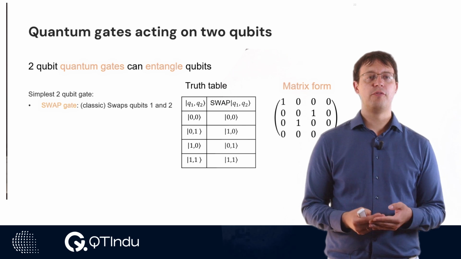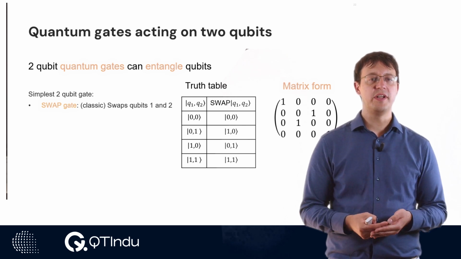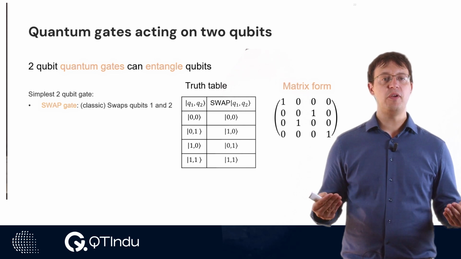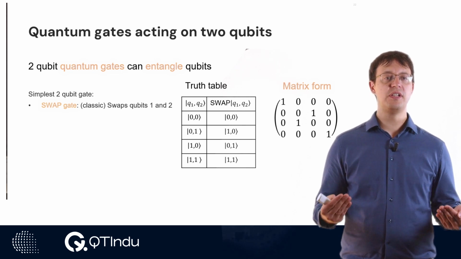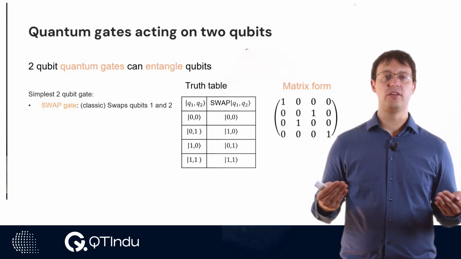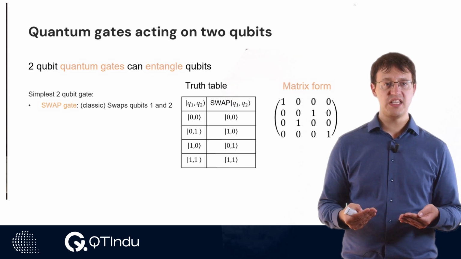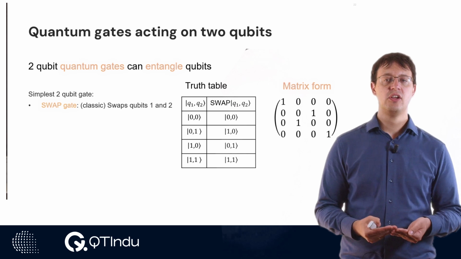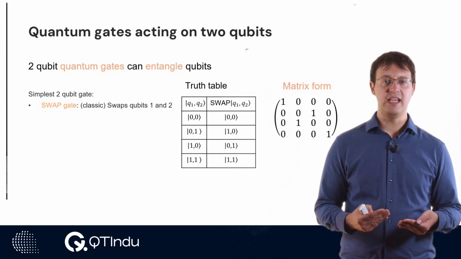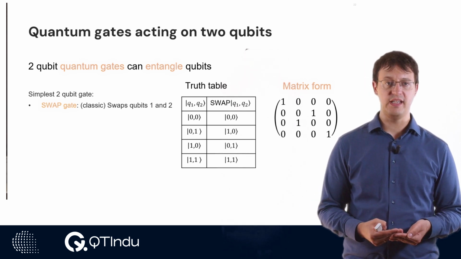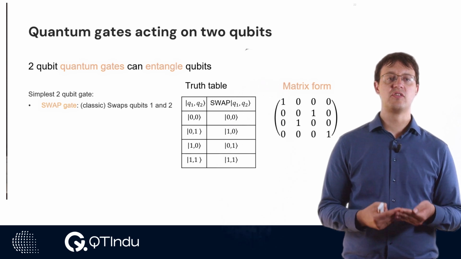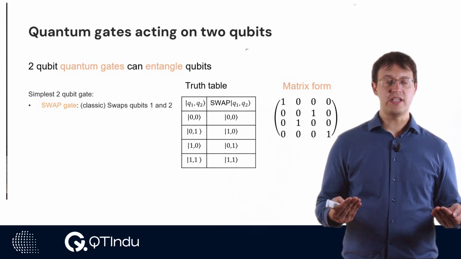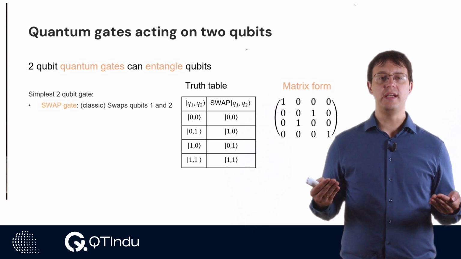So going from one-qubit to two-qubit quantum gates, how can we visualize these gates? The first very important concept is that two-qubit quantum gates can entangle the qubits. In order to see this, we first look at the simplest two-qubit gate, except for the trivial identity gate doing nothing. This is the so-called swap gate. The swap gate, which is a classical gate, just swaps qubits 1 and 2.